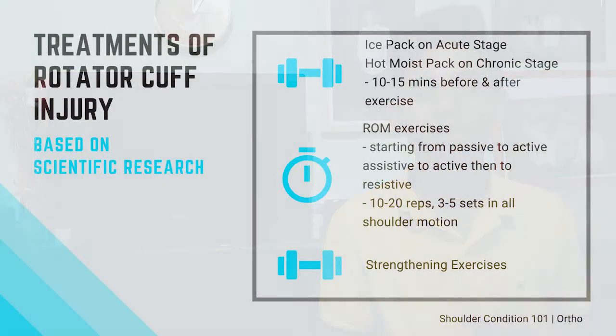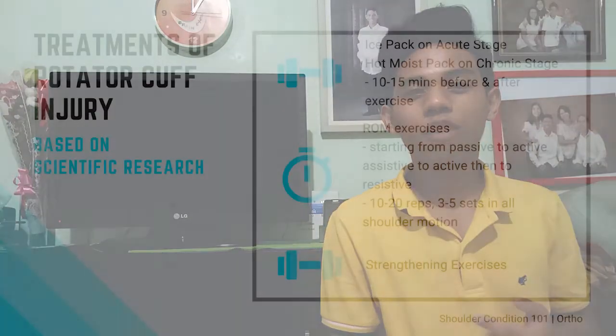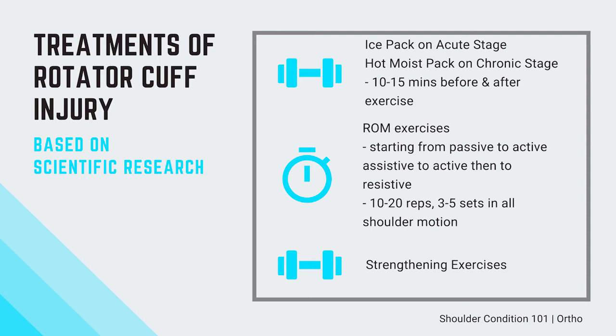Take note that adjunct interventions are very important, such as the application of hot packs or ice packs directly to your shoulder for 10 minutes. This is very useful in order to achieve a good exercise in order to hasten the recovery. After the adjunct treatments, range of motion exercises are very important, starting with your passive range of motion, going to your active assistive range of motion, going to your active range of motion, then to your resistive range of motion.